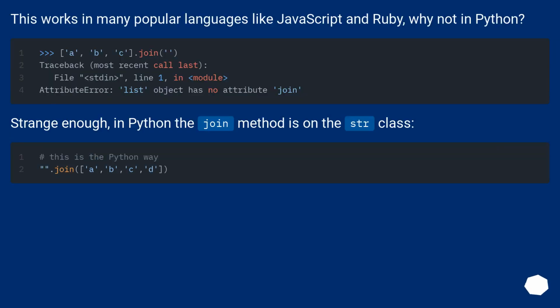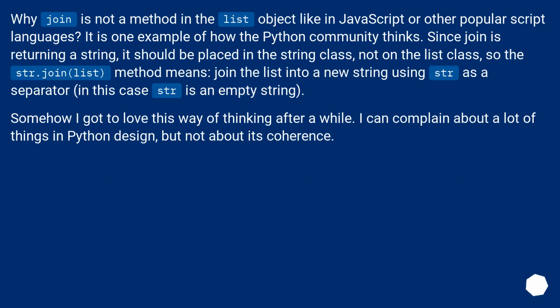This works in many popular languages like JavaScript and Ruby. Why not in Python? Strange enough, in Python the join method is on the str class. Why is join not a method in the list object like in JavaScript or other popular scripting languages? It is one example of how the Python community thinks.